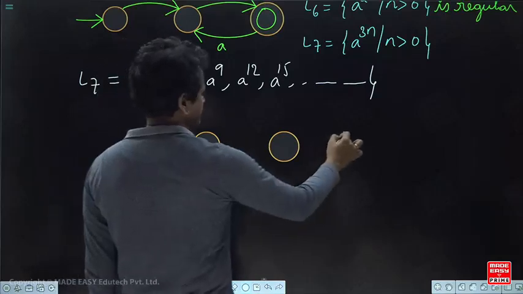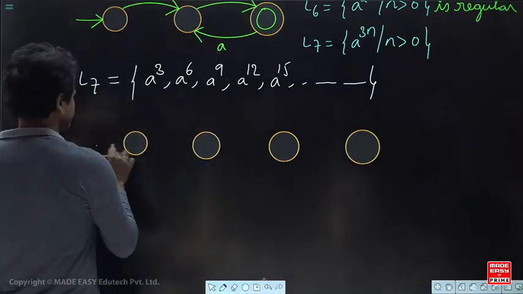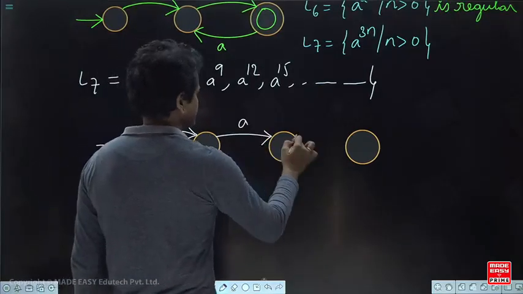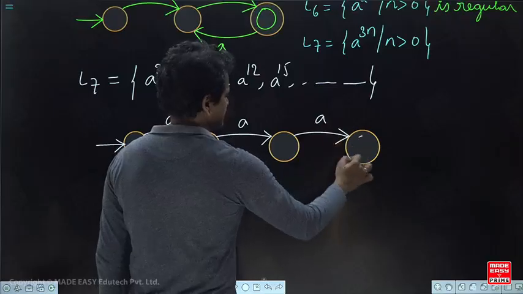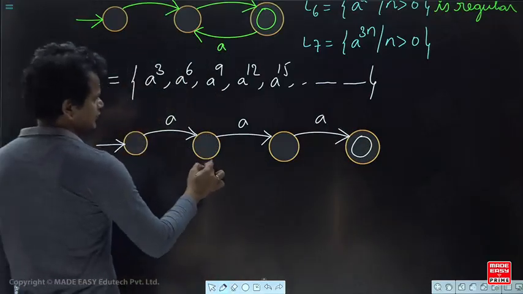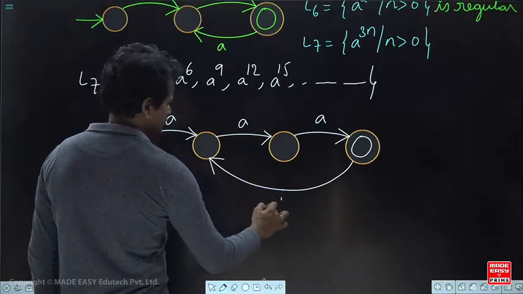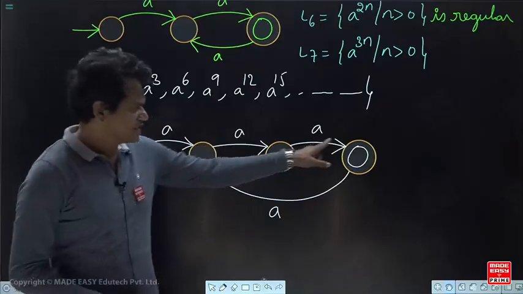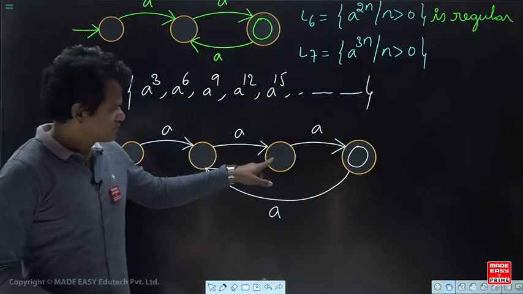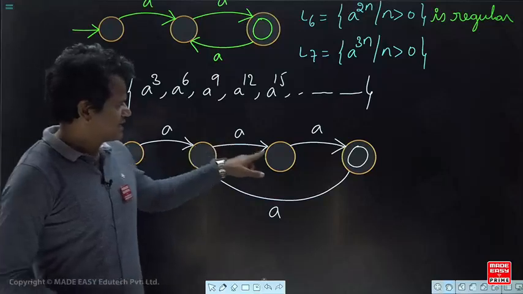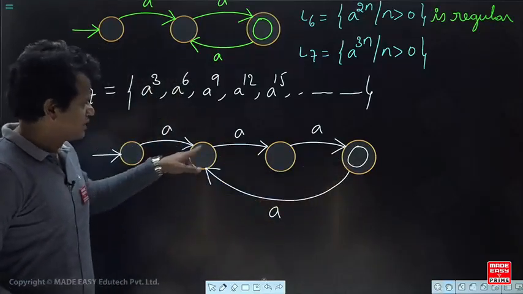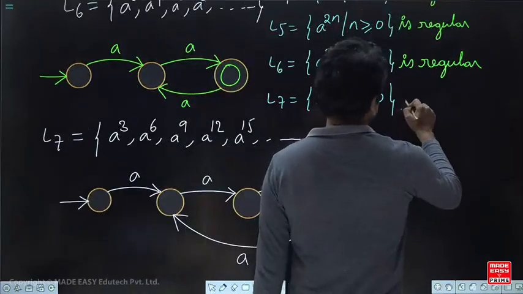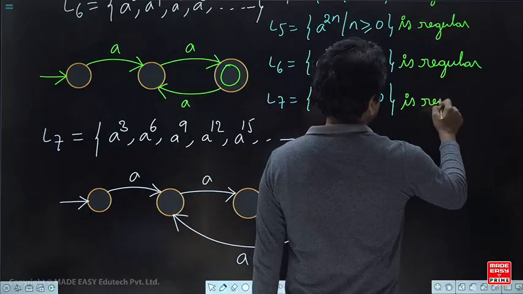To accept a cube, we need 4 states. Simple. a cube. First a, don't accept. 2 a's, don't accept. 3 a's, yes, accept. So we will make the final state. And a power 4, don't accept. Are you following? Epsilon not accepting because epsilon is not valid. Single a not accepting. 2 a's not accepting. 3 a's accept. 4 a's no. 5 a's no. 6 a's accept. 7 a's no. 8 a's no. 9 a's accept. 10 no. 11 no. 12 yes. So we can accept every string of L7. Therefore it is regular.